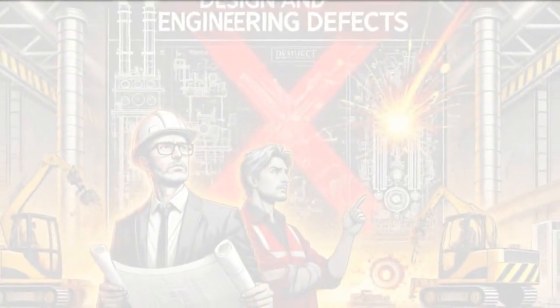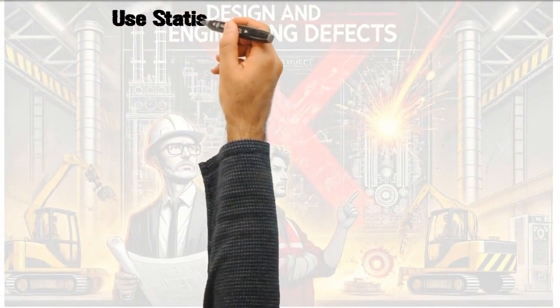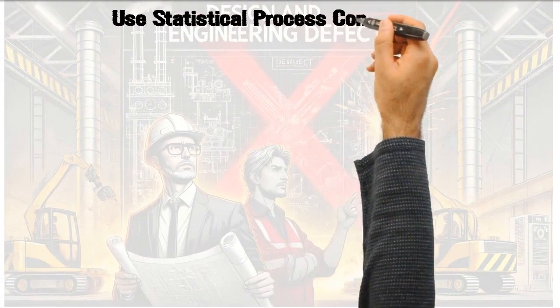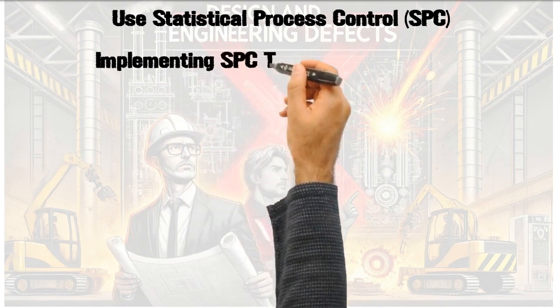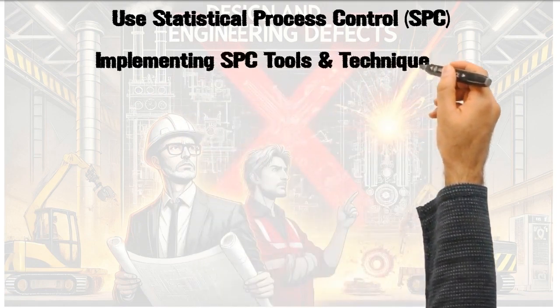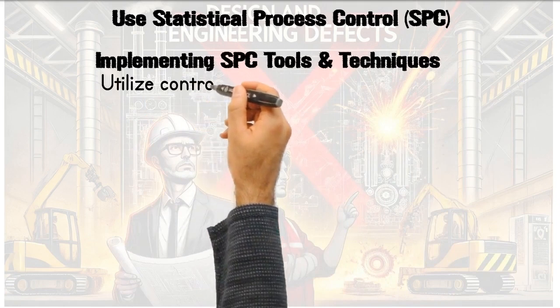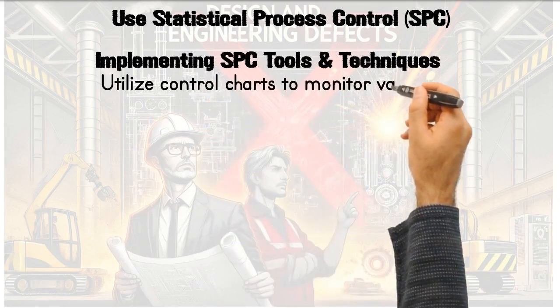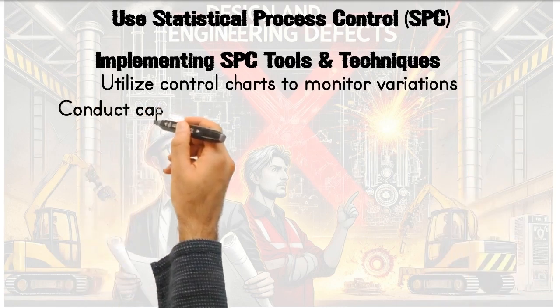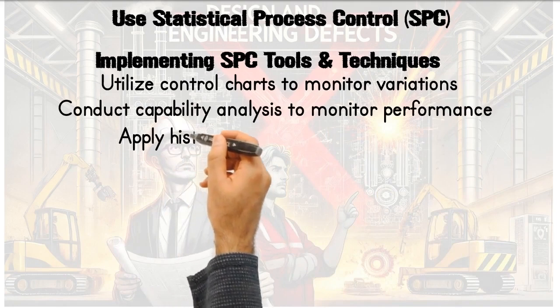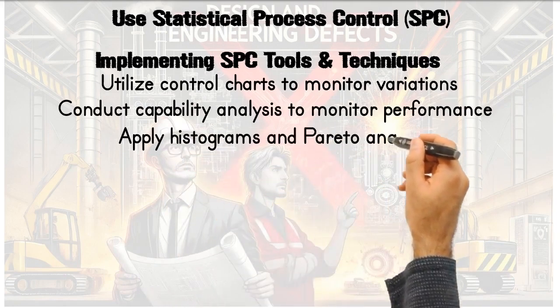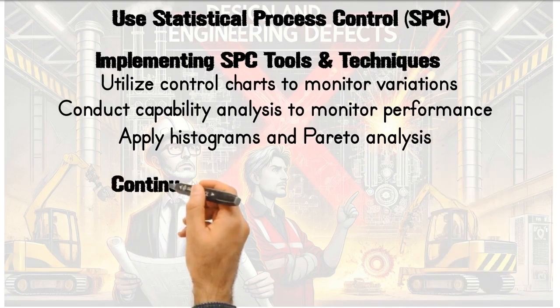The third best practice strategy is to use statistical process control, SPC, to detect variations early by implementing SPC tools and techniques. Utilize control charts, X-bar, R-chart, P-chart, etc., to monitor variations. Conduct capability analysis, CP, CPK, to measure process performance. Apply histograms and Pareto analysis to identify recurring defects.